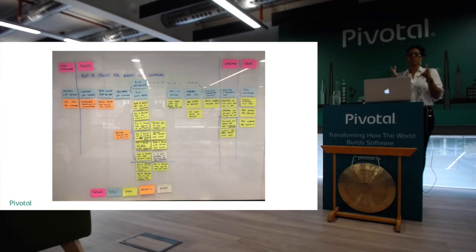And when done with stickies and on a dry erase board, it's very easy to move things around, make connections where they need to be, and nothing is permanent.